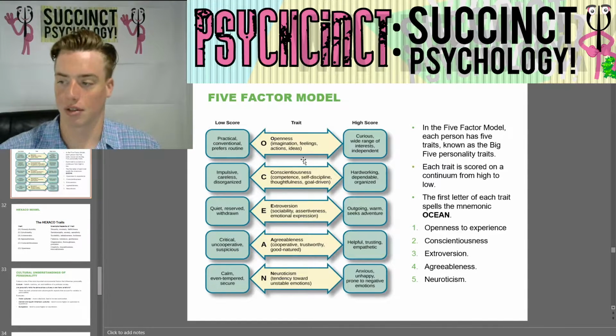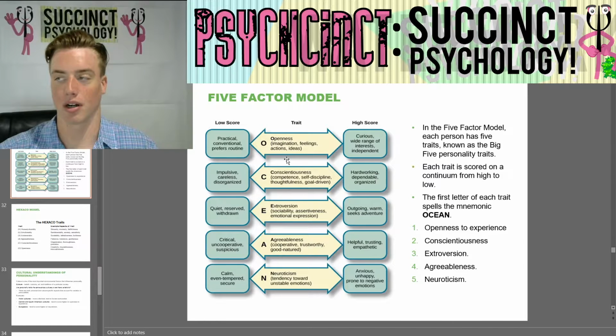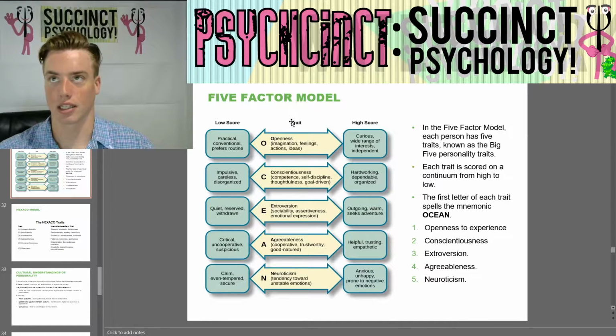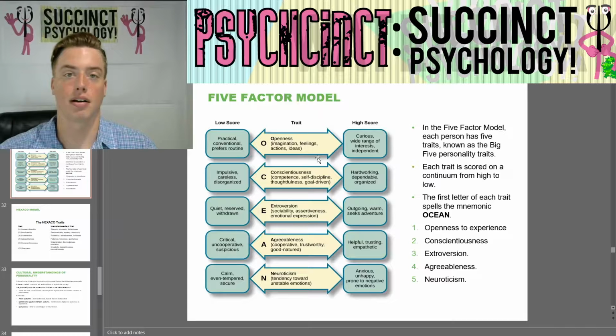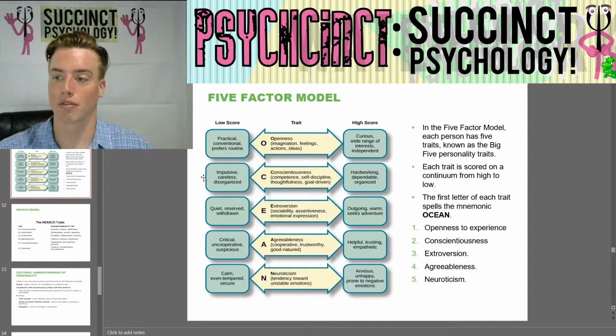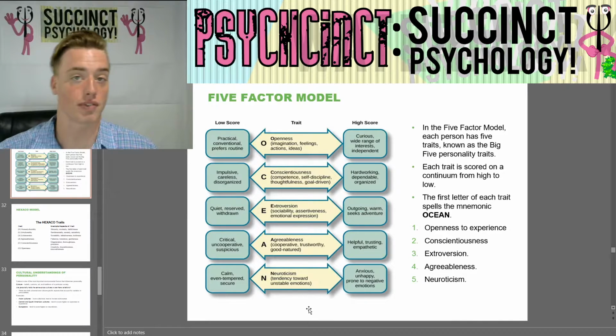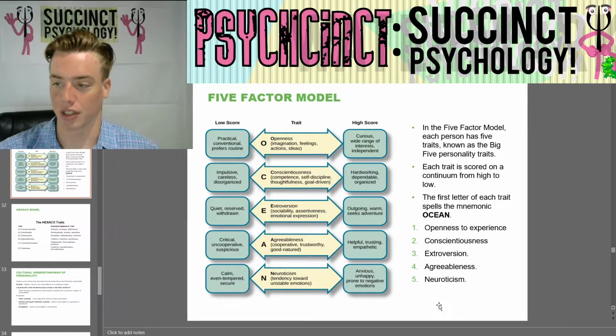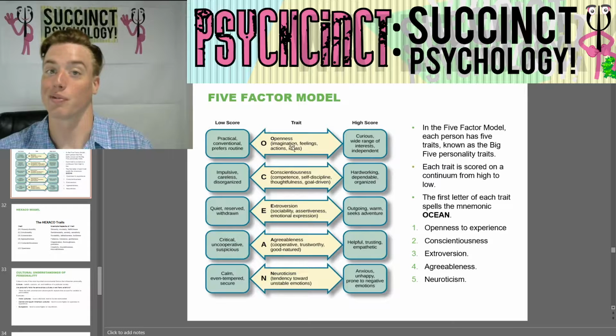So, going down the mnemonic, and remember, I think it was in the last chapter we talked about learning and how helpful mnemonics are for memorizing this kind of stuff. So if you need to memorize the 5-factor model, remember OCEAN, first letter of each trait, because openness to experience is one word.